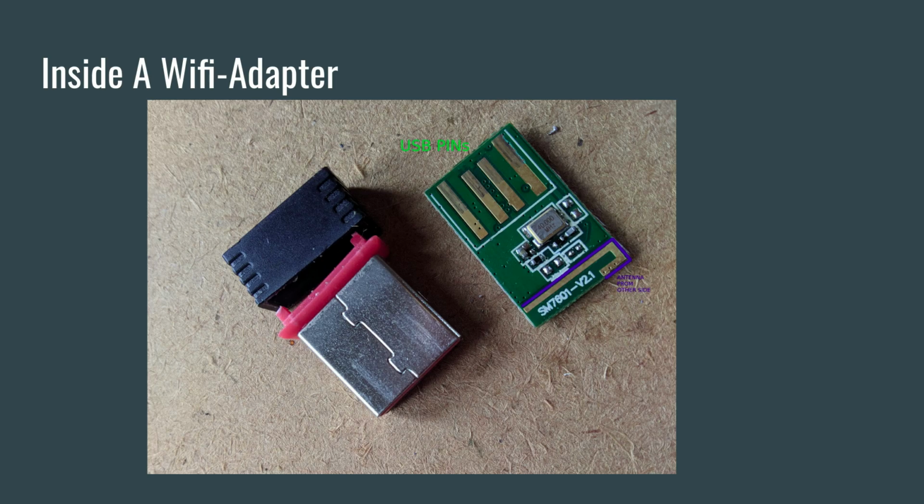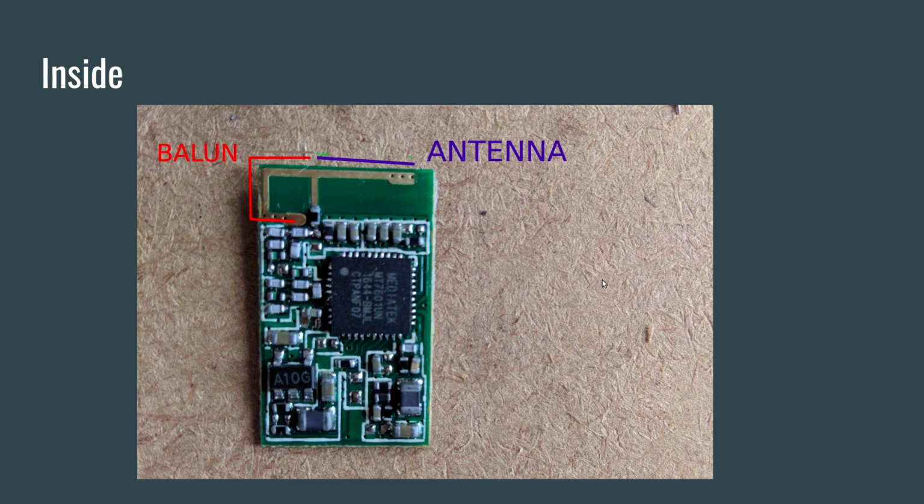So if you open this Wi-Fi adapter, the inside will look like this. There are USB pins on one side of the PCB, and on the other side we can see an antenna. This is only one side of the antenna. This is how the PCB looks on the other side. There is a portion of the antenna and there is a balun. I am not going into the details of that antenna design, but this is how it looks.